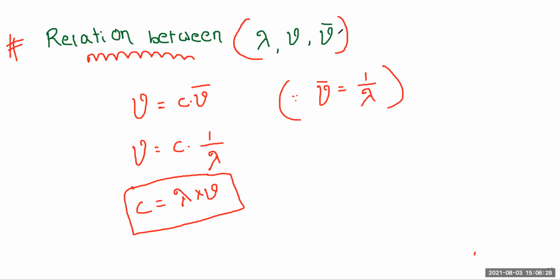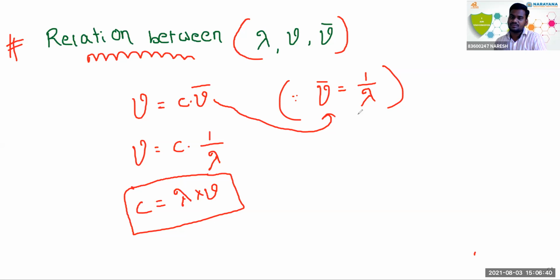This is the relation between wavelength, frequency, and wave number. Here nu is equal to C into nu bar. We know wave number nu bar is equal to 1 by lambda, so substitute 1 by lambda here. After that C is equal to lambda into nu. Next, the important concept, energy.